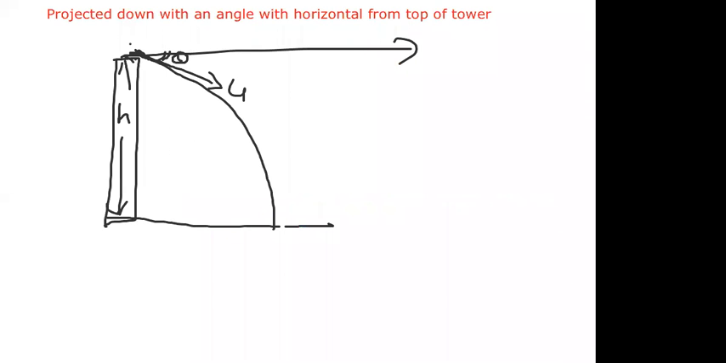Now you observe this one. The body is projected with a velocity u, not horizontally or at an upward angle like that. It is projected in this direction, making an angle theta with the horizontal.